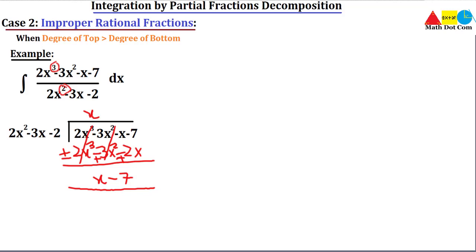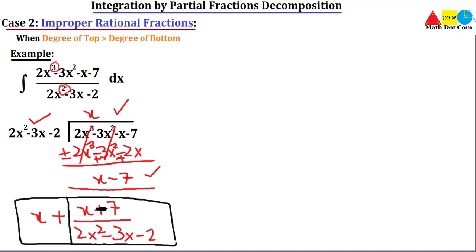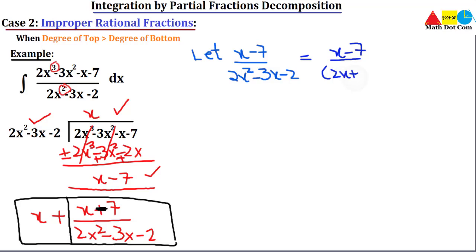So let's write it in the proper rational fraction form. We have to solve x minus 7 divided by 2x square minus 3x minus 2 by partial fraction decomposition. Let x minus 7 divided by 2x square minus 3x minus 2 equal, as we have a quadratic expression in the denominator, we have to solve it to get the factors in the denominator, as we can apply partial fraction decomposition when we have linear or quadratic factors in the denominator. We can solve it by using the factorization method. The factors will be 2x plus 1 and x minus 2. You can solve it by yourself.